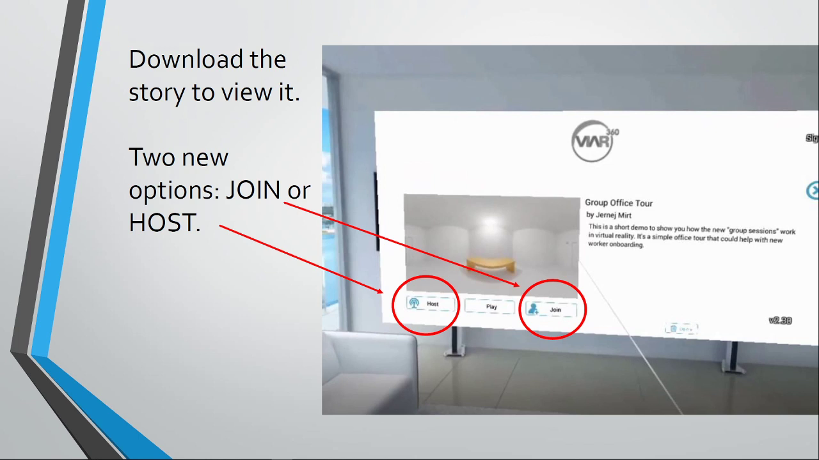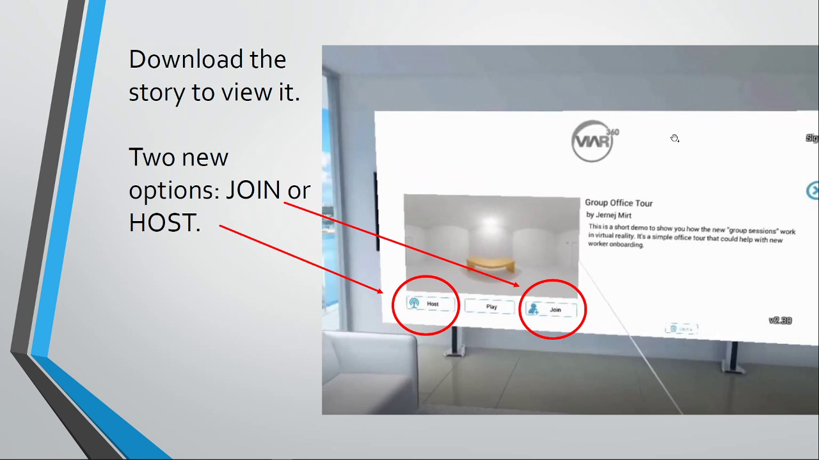In this new case, what we added is two options there. One is for hosting, one is for joining. The host can spin up a room, a session, and everybody else who wants to join that session just goes on join, and then you can see all the people that started a hosting session. What's very important here is that stories need to be downloaded on both sides. Both the viewers and the hosts need to download the story first before they're able to either host it or join one.